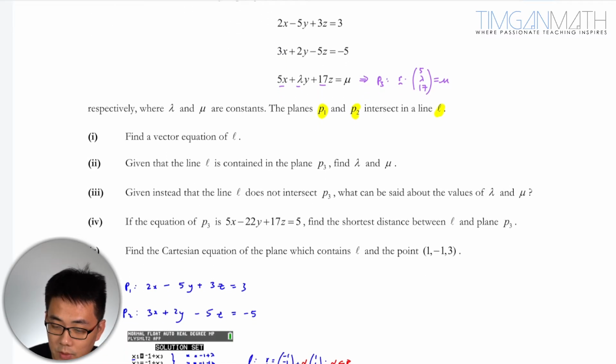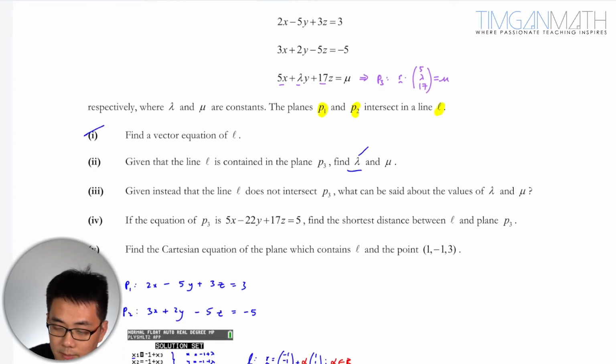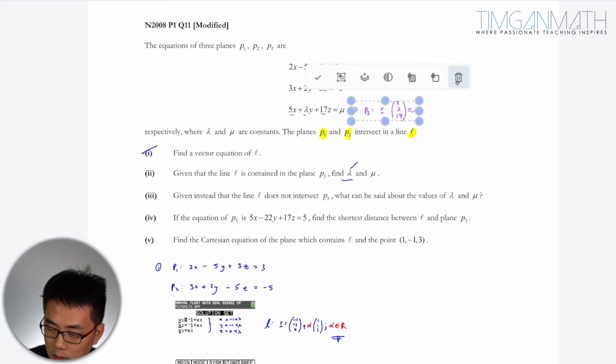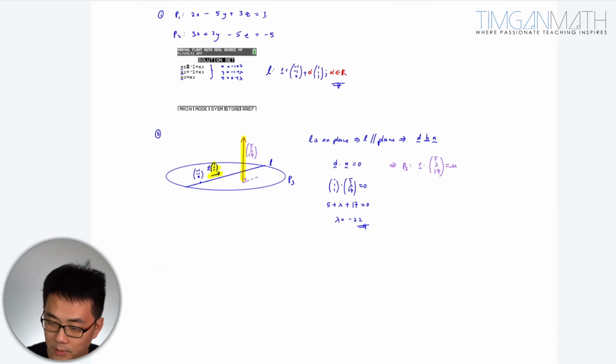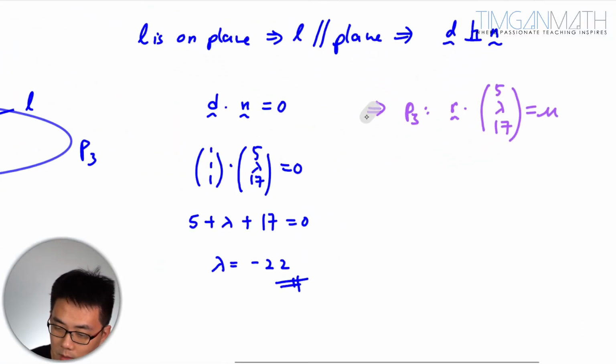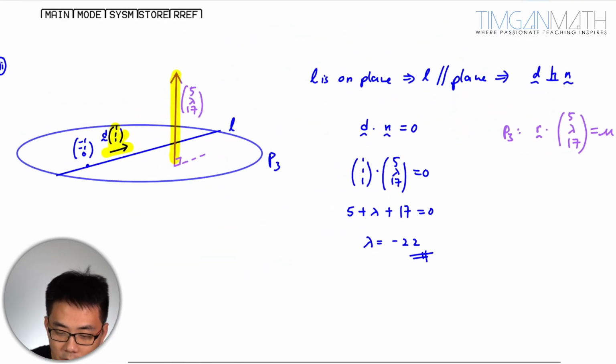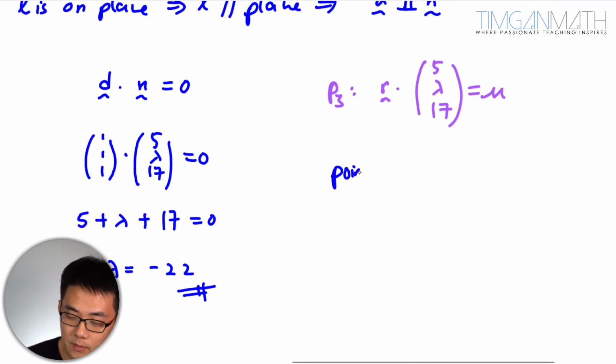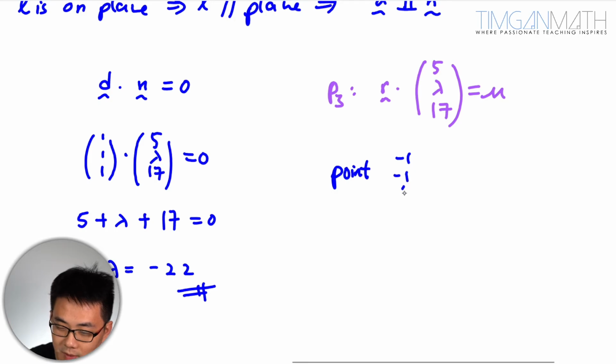Now after which you should know that the point on the line will satisfy the plane equation. So let me take this plane equation here, plane 3. We're just going to substitute a point in, which is (-1, -1, 0). So the point (-1, -1, 0) is on P3.